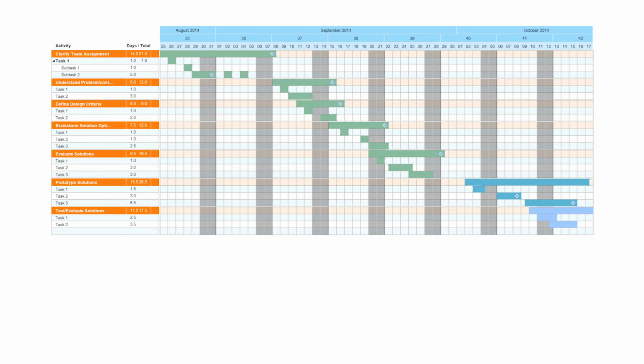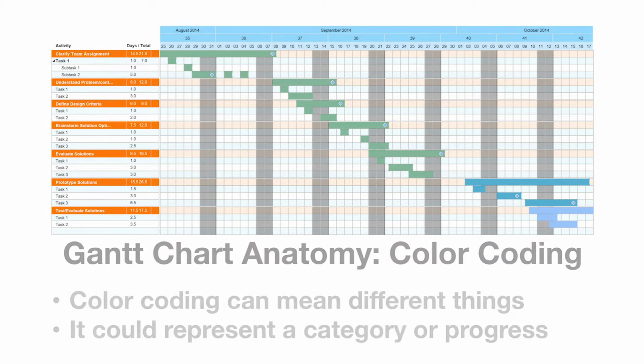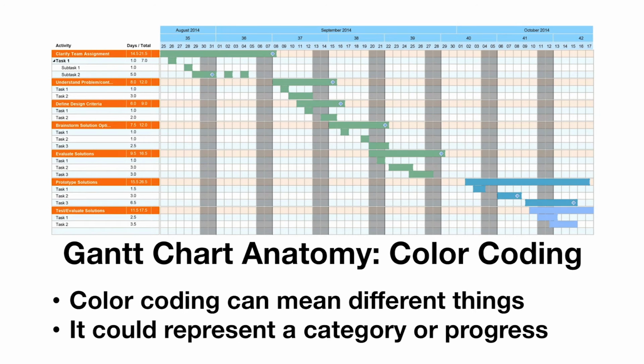Often you will see the bars on this chart color-coded. This color coding can actually mean a variety of things. In some cases, people will use color coding to represent the stage they are in the progress of their project on the Gantt chart. Bars might be colored in green to represent tasks that have been finished, and in blue, tasks that are still in progress.